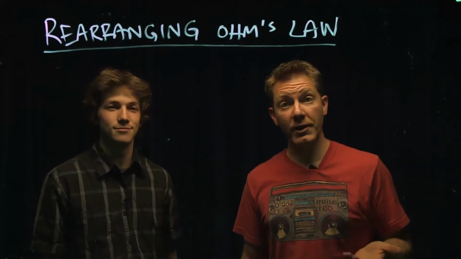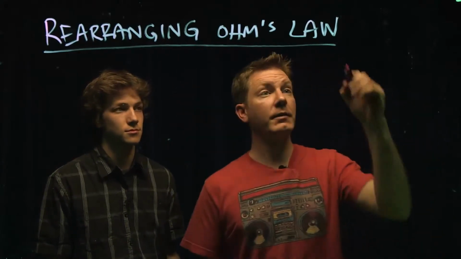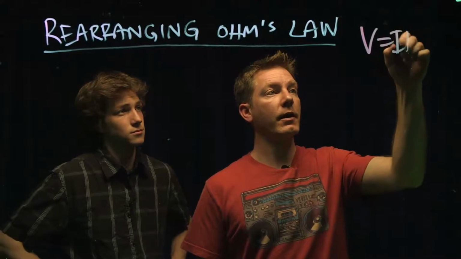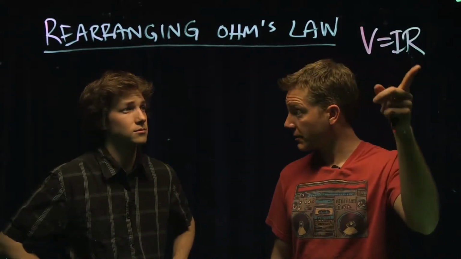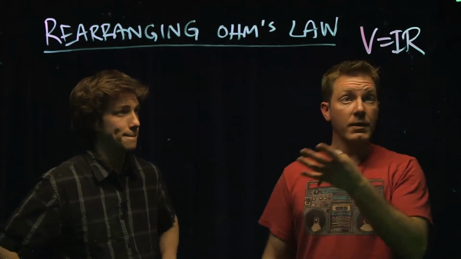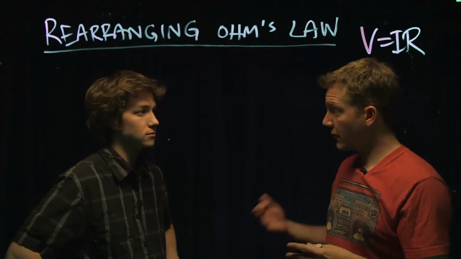We're going to learn how to rearrange Ohm's law. Rearranging Ohm's law, that's what we're going to do. Ohm's law is this, V equals IR. And if you know anything about Ohm's law, you know this is the voltage, this is the current, and this is the resistance. The way all of these problems work is they give you two, and they make you find the third one.